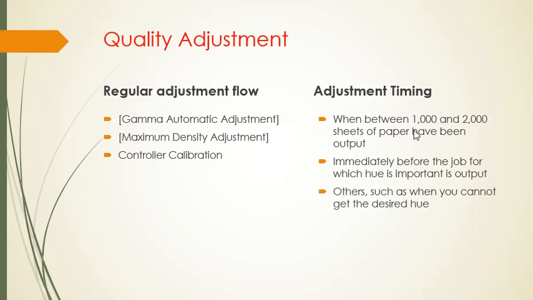When we have to do it: if you have printed 1000 sheets or 2000 sheets, after that you can do it. If you think any color is not coming good, then you can do it. Or any job in which any color is not coming out good, then also you can do it. And if you perform this series of adjustments, then you will find that the color is more accurate than previous. So first of all, we will learn how to adjust the gamma.